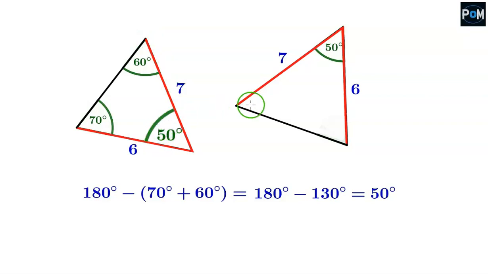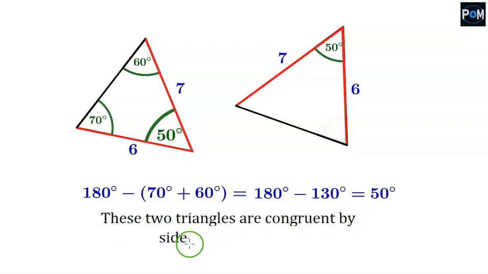In the second triangle, there's a red 7 and a red 6, and in between them a green angle of 50 degrees. An identical compact arrangement is in this triangle and in that triangle, which means these two triangles are congruent by the side-angle-side theorem, meaning SAS.